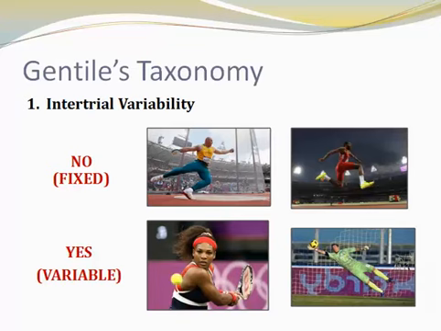Whereas in sports such as tennis and soccer, there's definitely a tremendous amount of intertrial variability because every match is different. Every point is different. Every goal is different. So you do have variability with regard to the difference between successive attempts in these examples.